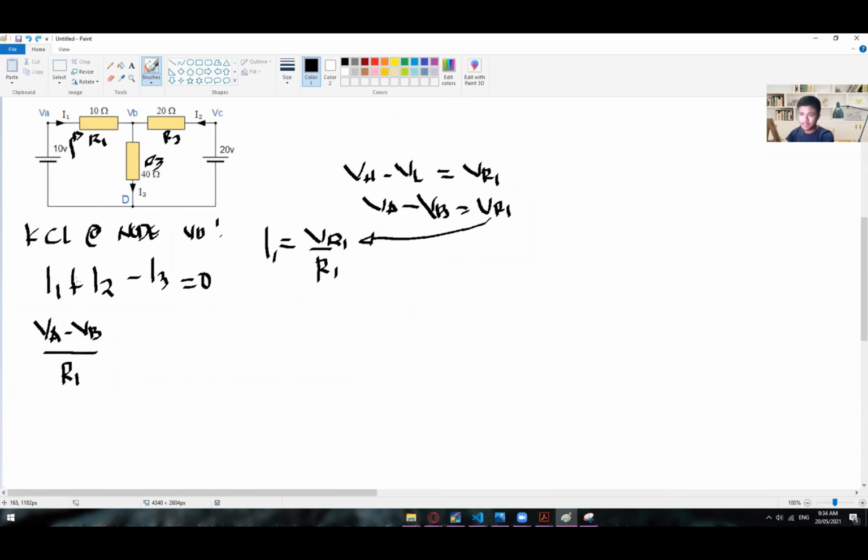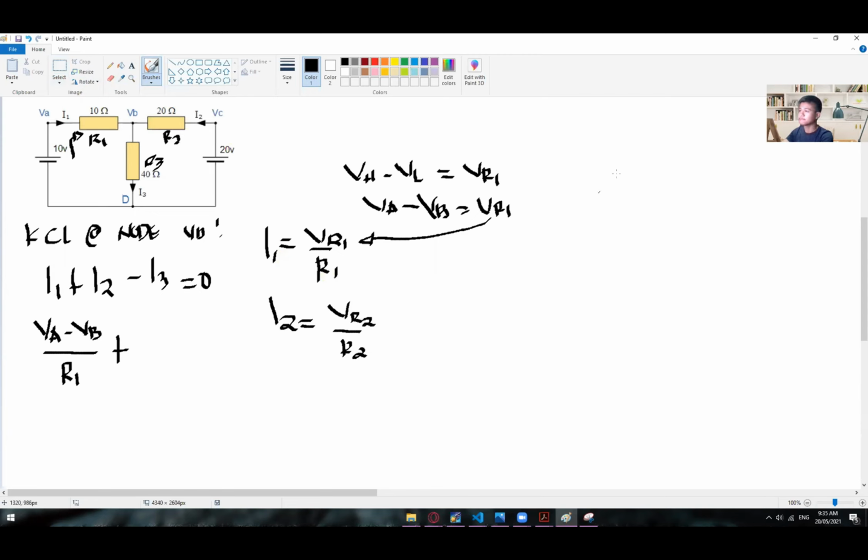Okay, so again, this is our reference. This is already our I1. Next one is the I2 right here. Same concept. If we have I2 equal to V2 divided by R2, wherein V2 right here is actually the VR2, or the voltage drop across R2.